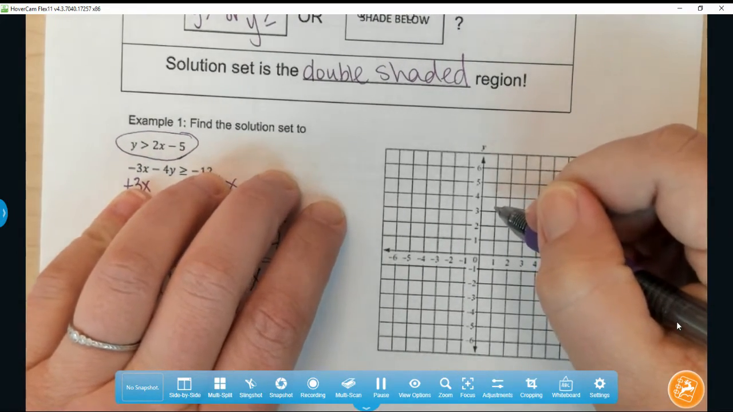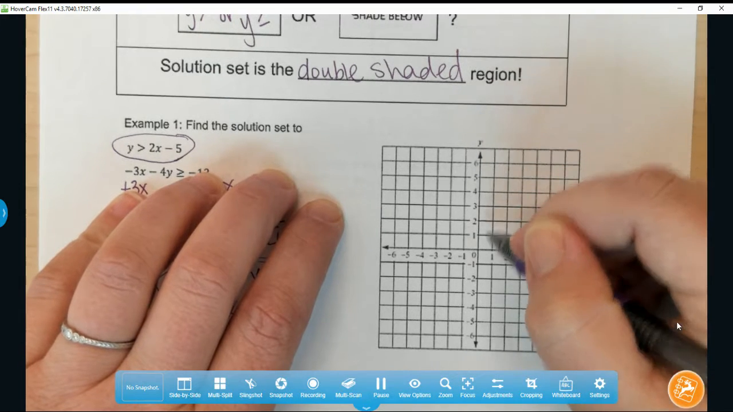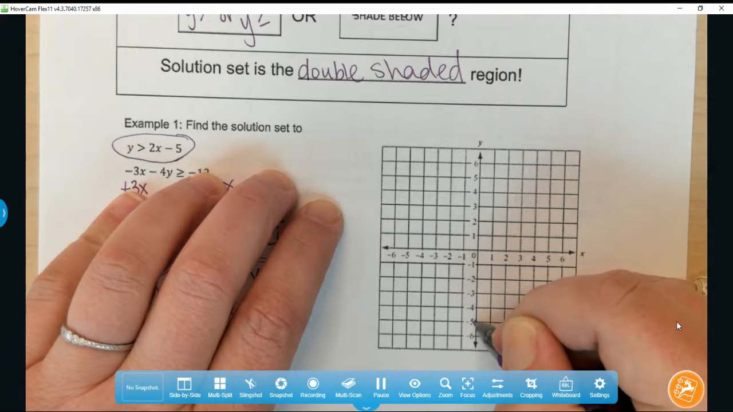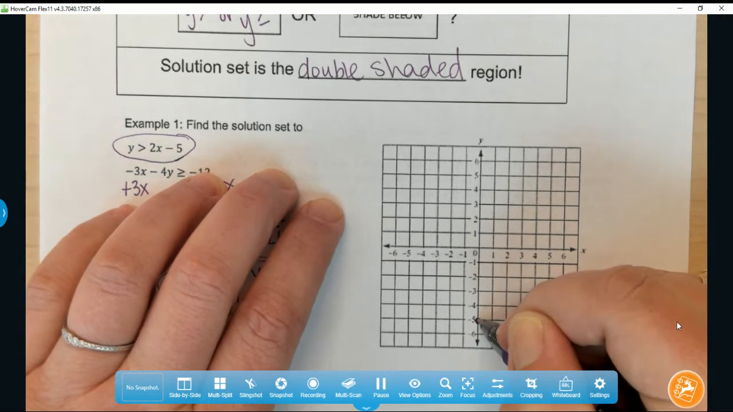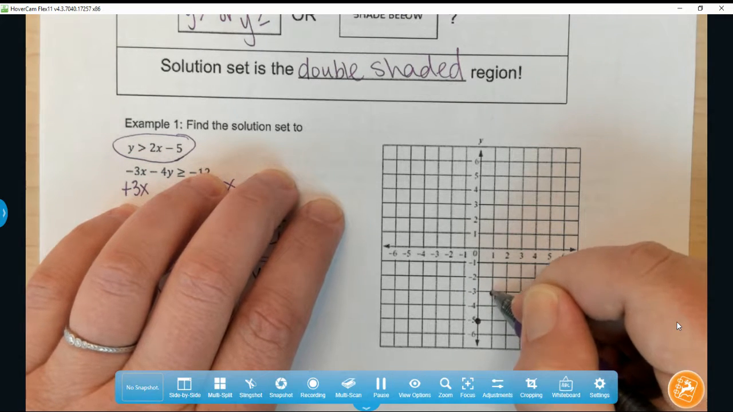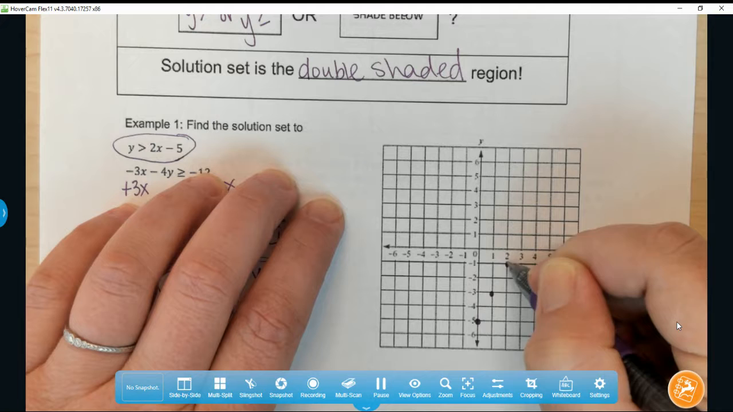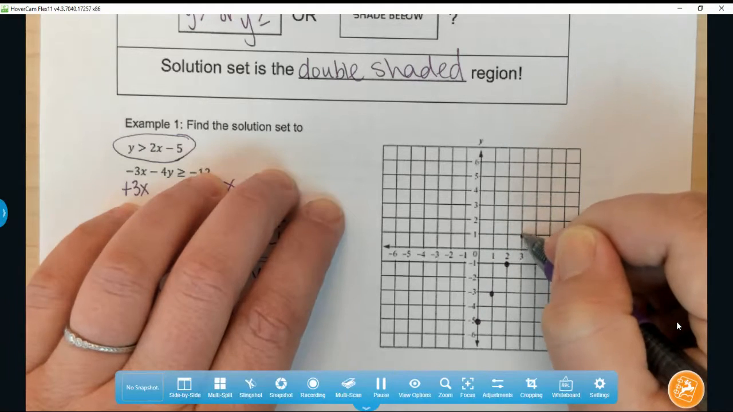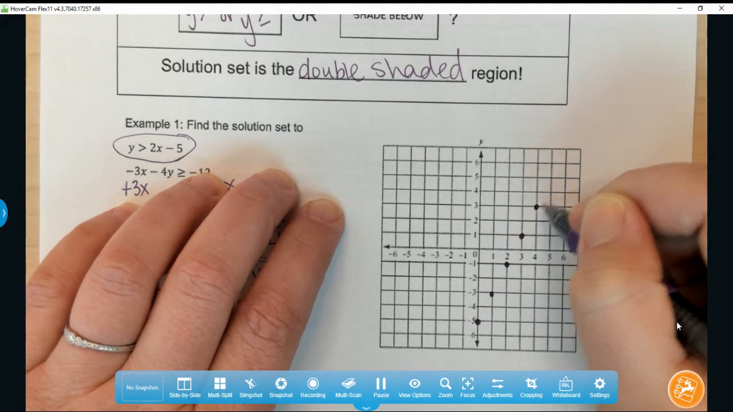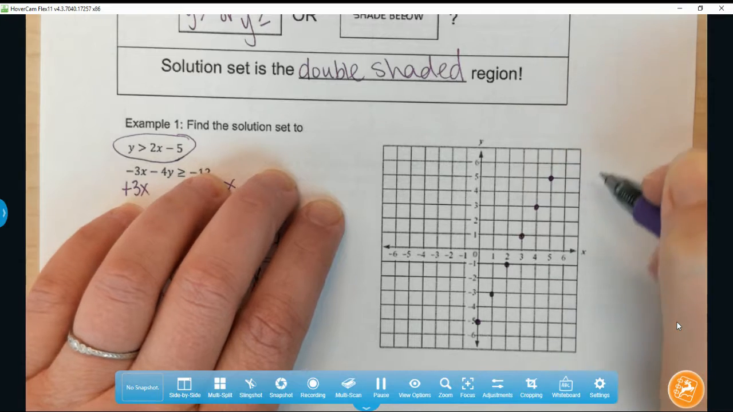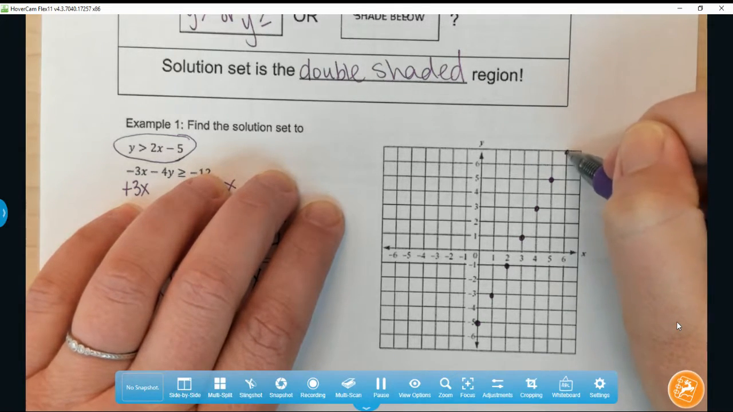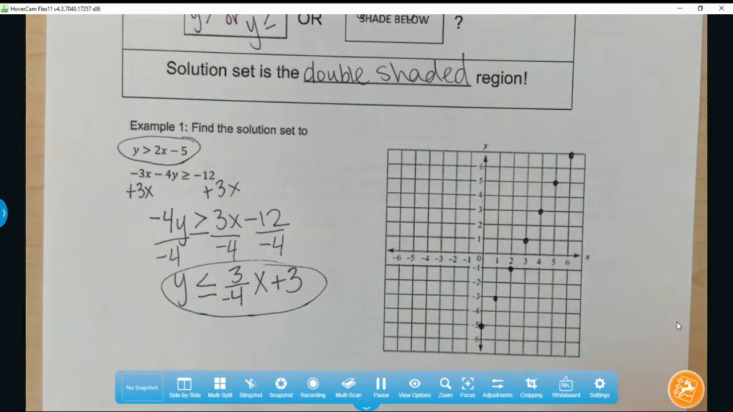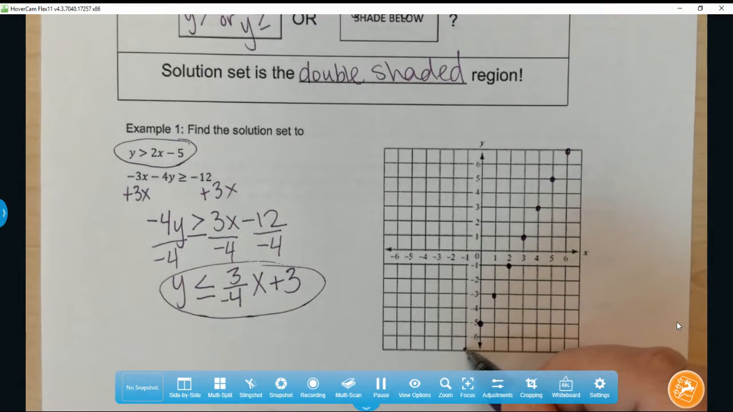So my y-intercept is negative 5. I will go down to negative 5, put a point, and then count out my slope. Up 2 over 1, up 2 over 1, up 2 over 1. As you can see, I'm just continuing it out because it would be a dashed line anyway. You can also go the other direction if you would like.